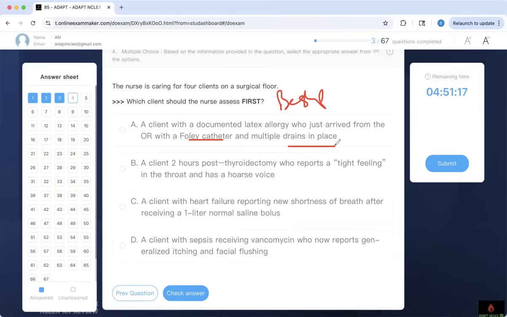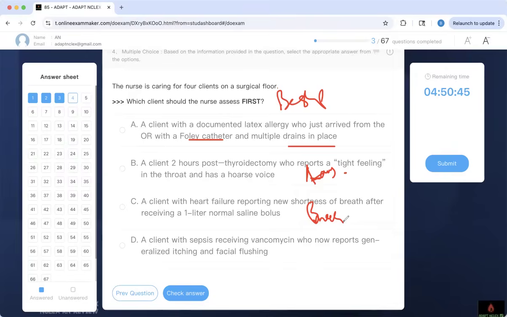Let's go down. Thyroidectomy, tightness in the throat and hoarseness is a bad problem. Bleeding or airway, this is a bad problem. Heart failure, shortness of breath. You have a breathing issue, while this is an what? Airway issue. This patient has a breathing issue because he is fluid overloaded. We have to stop the fluid. Therefore, which one do you want to see first?